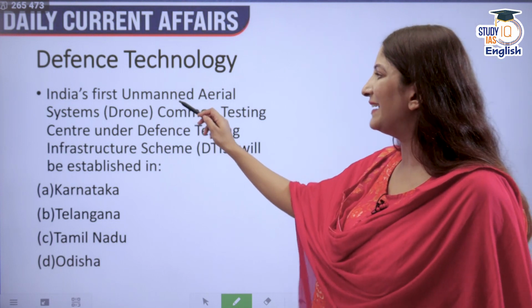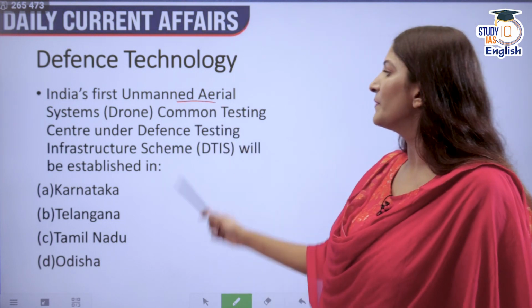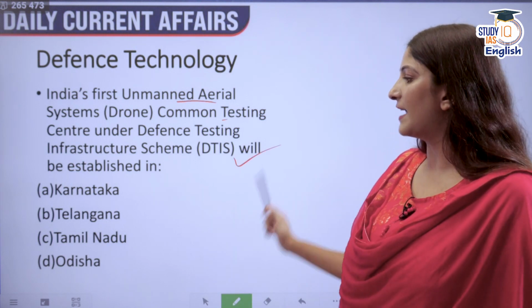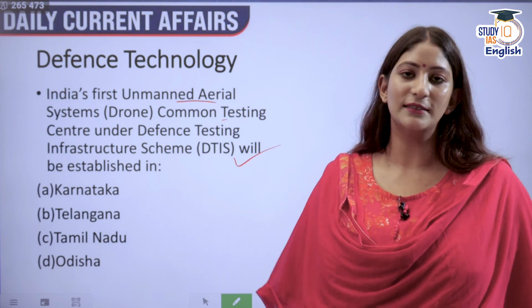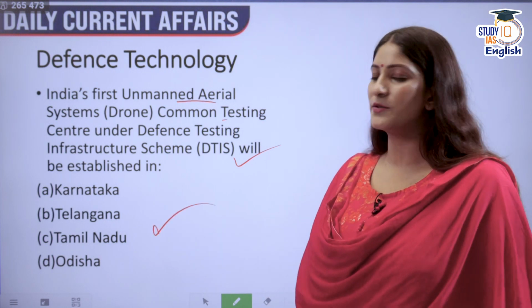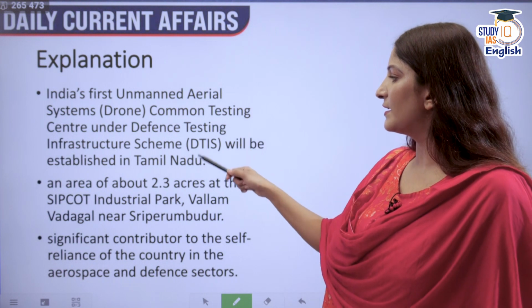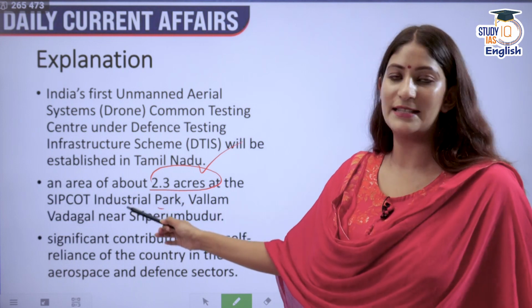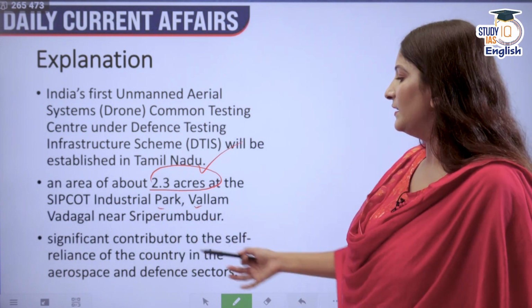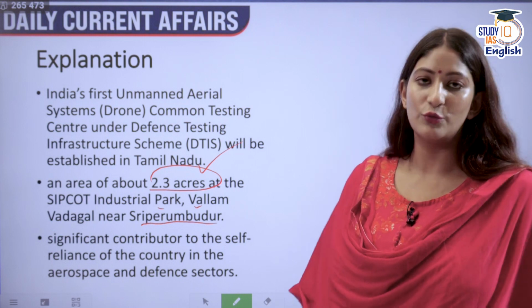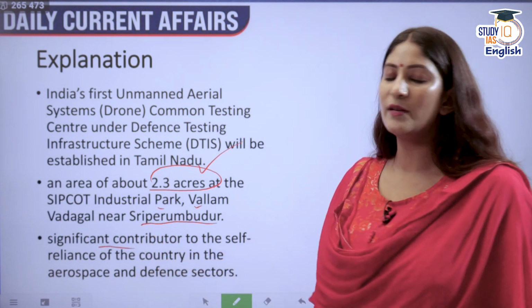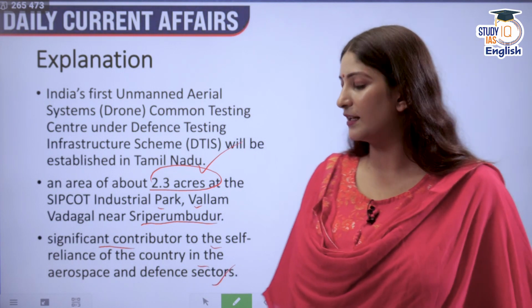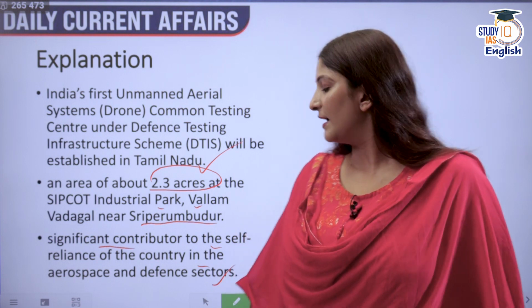India's first unmanned aerial system drone Common Testing Center under the Defense Testing Infrastructure Scheme will be established in: Karnataka, Telangana, Tamil Nadu, Odisha. The correct answer is option C, Odisha. Now this is going to be established with an area of about 2.3 acres at the SIPCOT Industrial Park, Vallam Vadagal, near Sriperumbudur. It will make Tamil Nadu a significant contributor to the self-reliance of the country in the spacecraft as well as defense sector.